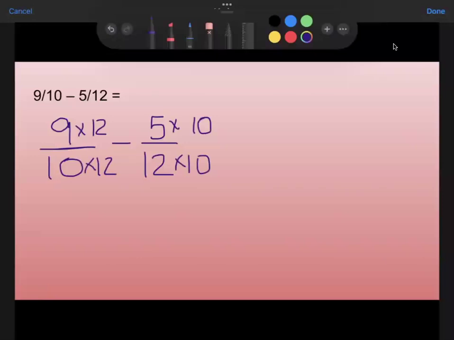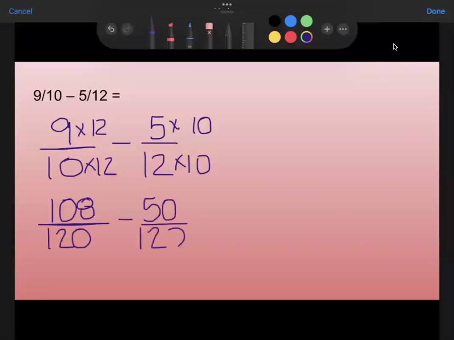So let's start by doing 9 times 12. Now that I don't know off the top of my head, so I'm going to come over here to the side and do it, and I end up with 108. And then 10 times 12 is 120. So there's the first fraction. I keep the minus sign in between. 5 times 10 is 50. And then 12 times 10 is 120.